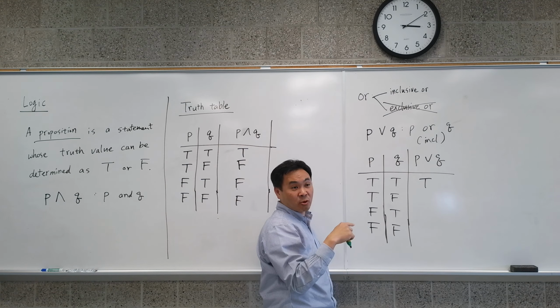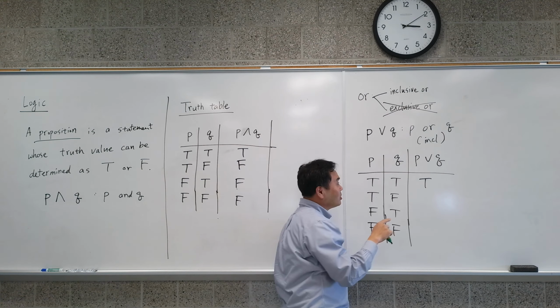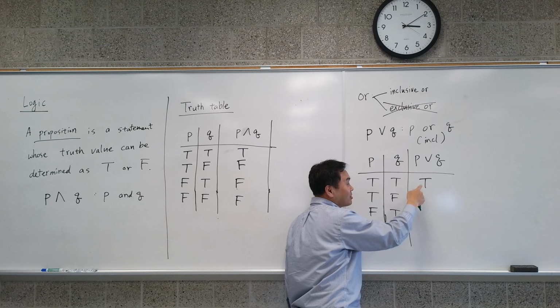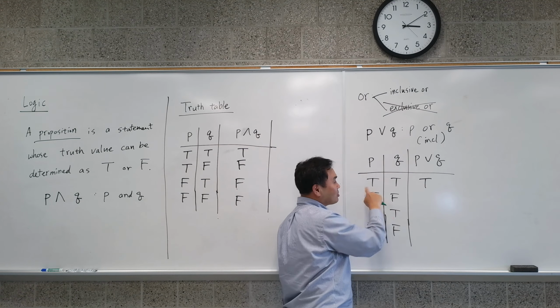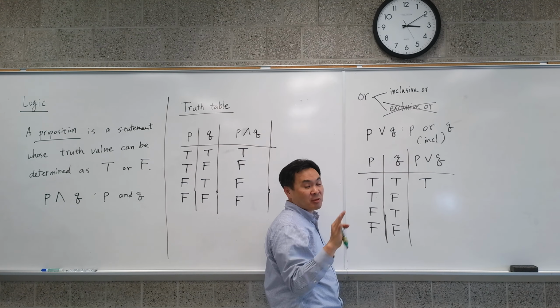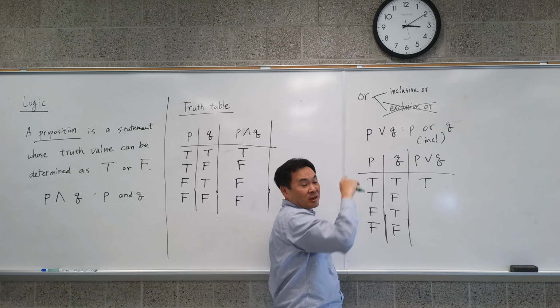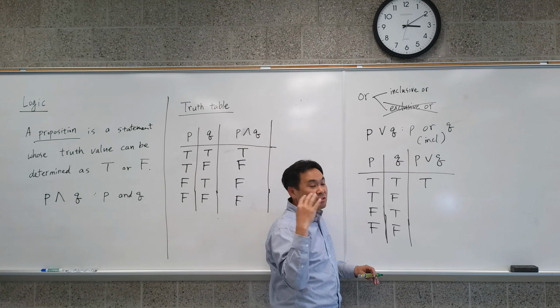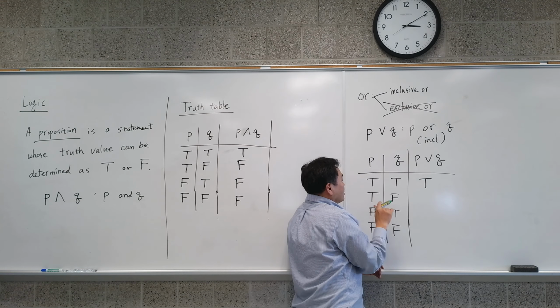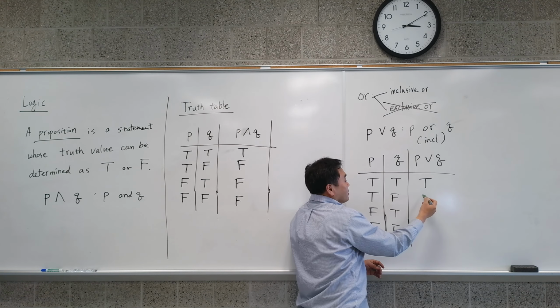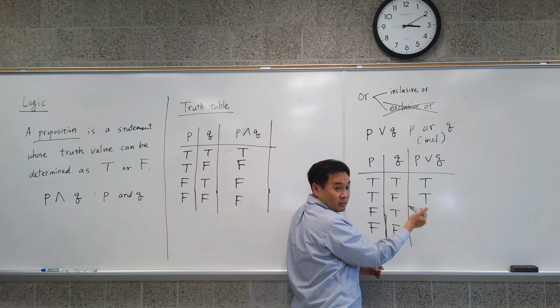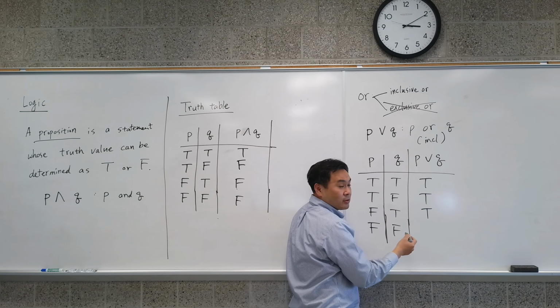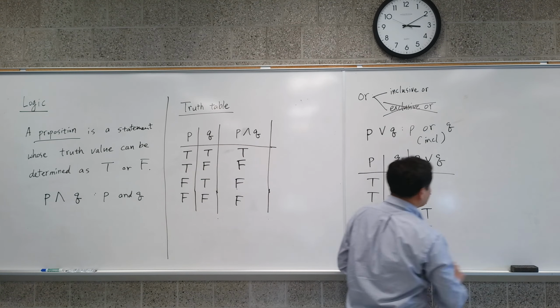For true, true, we should be getting true, because this is an inclusive OR. Both could be true and it's still true. If this was an exclusive OR, then this would be false. But the inclusive one seems to be used in math more, so we just stick to that one. In any mathematical statement, when you see the word OR, you should think of it as inclusive OR. TF would mean true, FT true again, FF false.